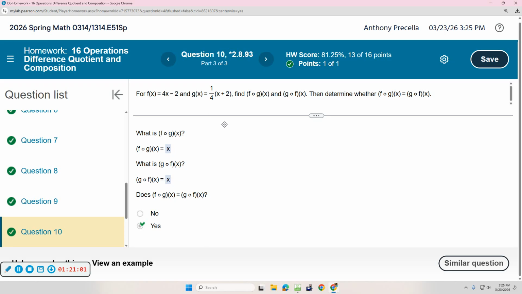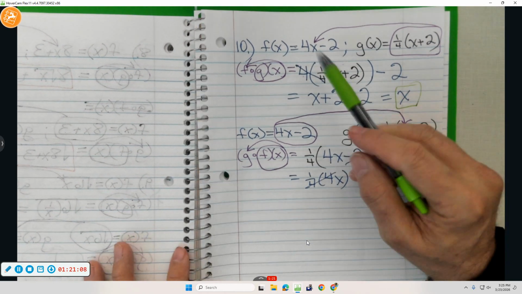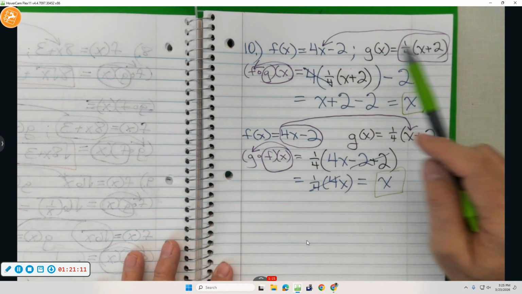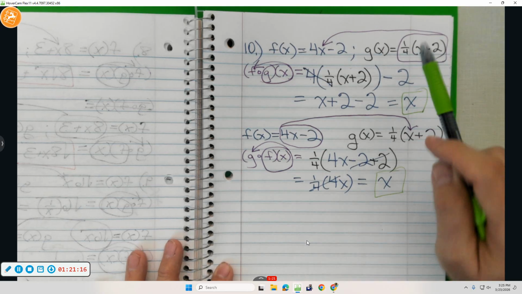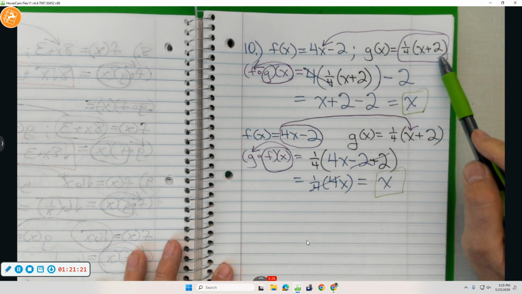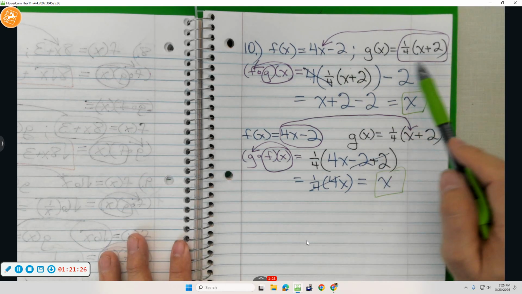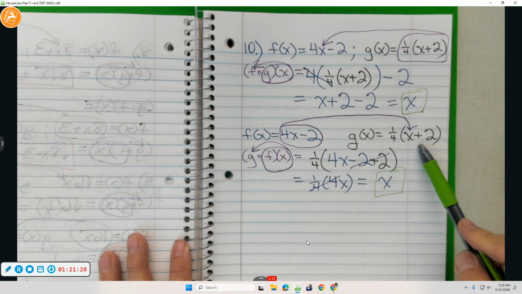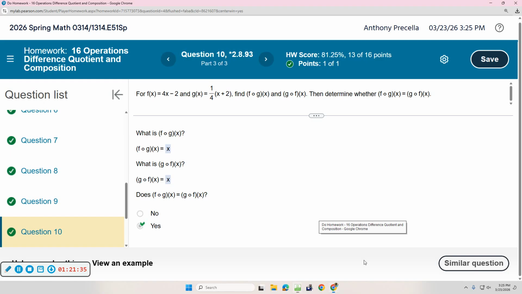And notice, as we were going through, look at the paperwork. How did the stuff cancel out? There we were multiplying by 4. Over here, dividing by 4. That's how the 4's canceled out. Here we had a minus 2. What was happening over here? It was a plus 2. Those opposite operations are being performed in order for everything to cancel out except for the variable x. And we'll see more of that next week.